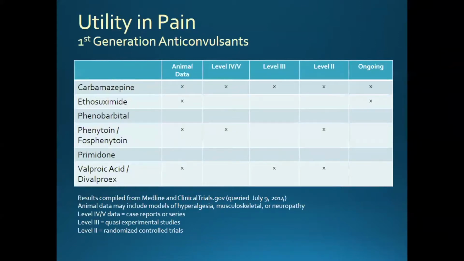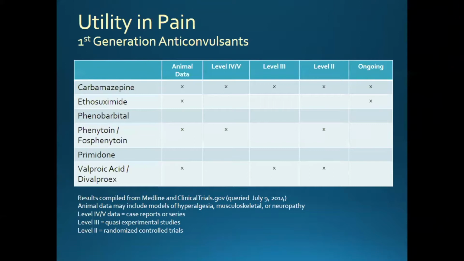Obviously, carbamazepine is going to be our big go-to drug for chronic pain. What's the big thing you got to worry about with carbamazepine? I heard SJS. What else? Hyponatremia? You guys are good. Anything else? Aplastic anemia. Those are the big three.